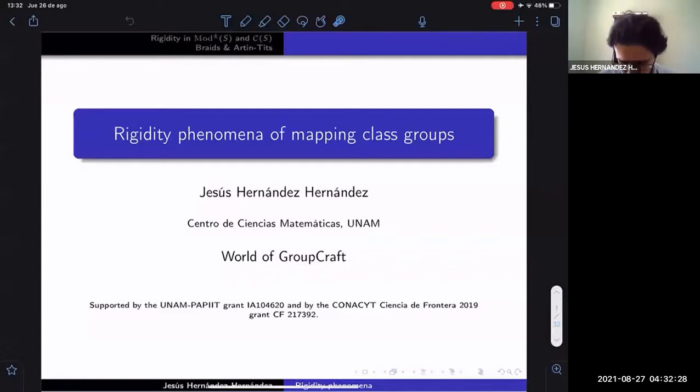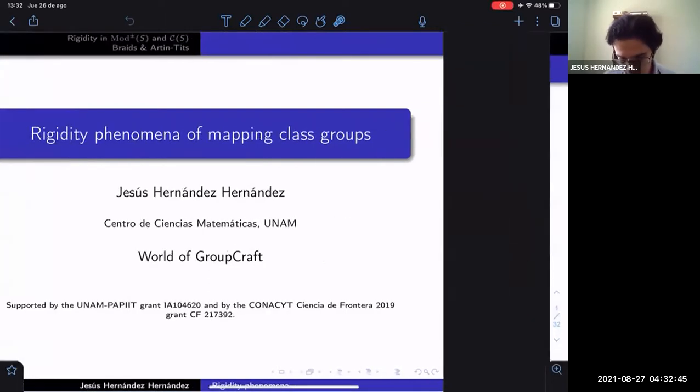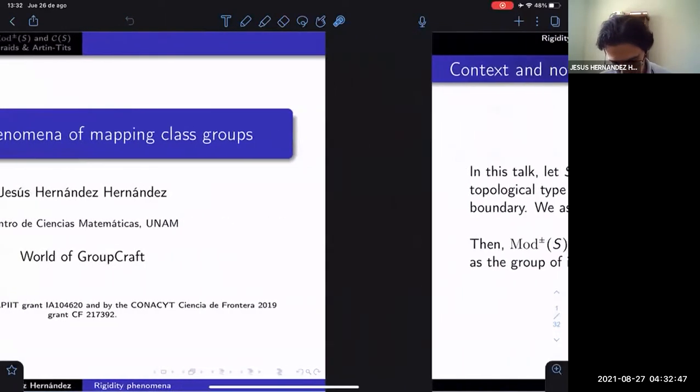First of all, thank you to the organizers for allowing me to give this talk. Now, what I'm going to be talking about is, like the title says, rigidity phenomena on mapping class groups. Now, this can mean a lot of things, so I'm going to start from very, very low and start building up from there.